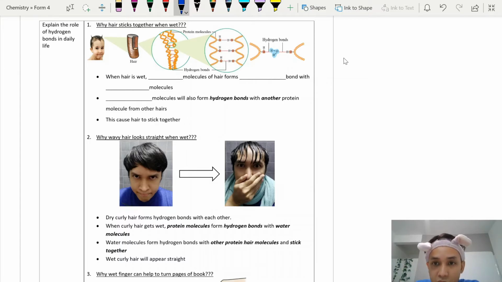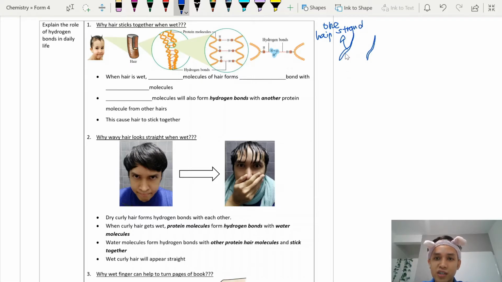Obviously my drawing is so bad. So this is one hair strand, and this is another one.